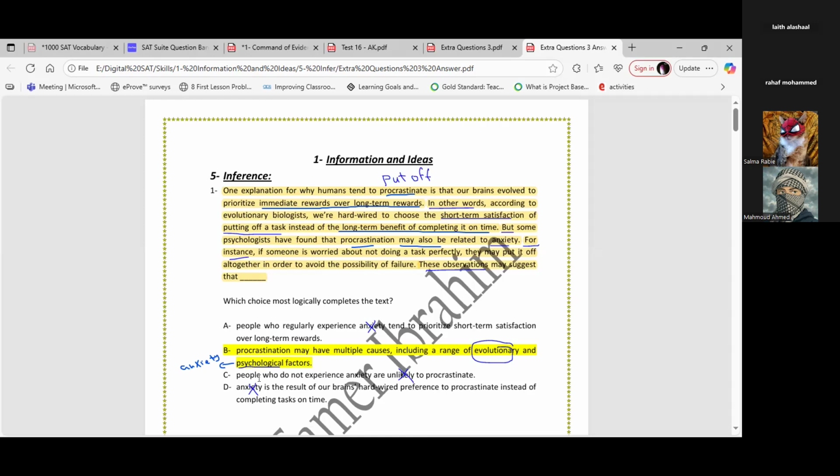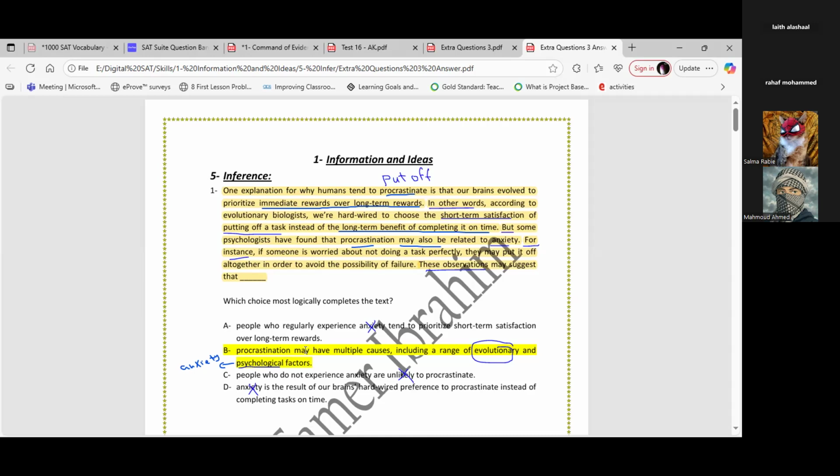C. People who don't experience anxiety are unlikely to procrastinate. No. He said procrastinating or putting off can be related to anxiety. No. D. Anxiety is the result of our brain's hardwired preference to procrastinate instead of completing tasks on time. He doesn't mention that anxiety relates to procrastination in a direct way. He said maybe. So the answer is B.